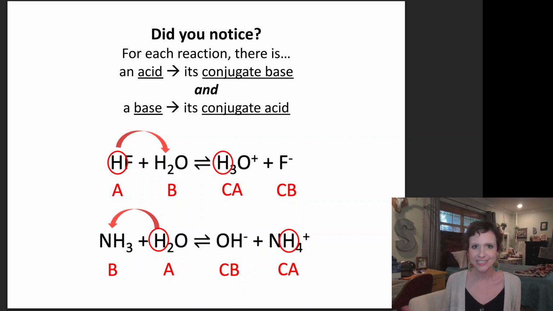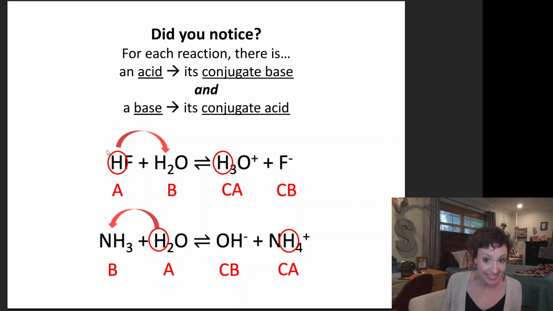Here we go though. Did you maybe notice that for each one of these two example reactions that we did, there was an acid and yes, it turned into a conjugate base, but there was also a base guy, somebody who had to accept that proton that that acid donated. And we know bases are going to turn into a conjugate acid. So for our first example, where hydrofluoric acid turned into the conjugate base of the fluoride ion, well, he donated his proton to water. Hello, base water, right? Because I've accepted a proton. And then that water had turned into the hydronium ion. So that base turned into a conjugate acid.